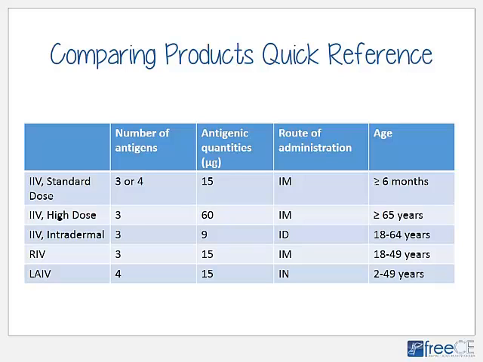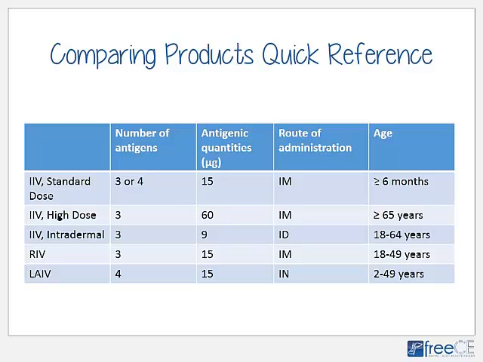Route of administration is relatively similar between the products. Your intradermal is administered intradermally, and your live attenuated influenza vaccine is intranasal. Then the last piece that you really need to consider is the age. So your standard dose is approved for everyone over the age of 6 months. High dose is for those over the age of 65. Intradermal vaccine is only for those between the ages of 18 and 64. Your recombinant influenza vaccine is for those between the ages of 18 and 49. And your live attenuated influenza vaccine product is for those between the ages of 2 and 49 years.